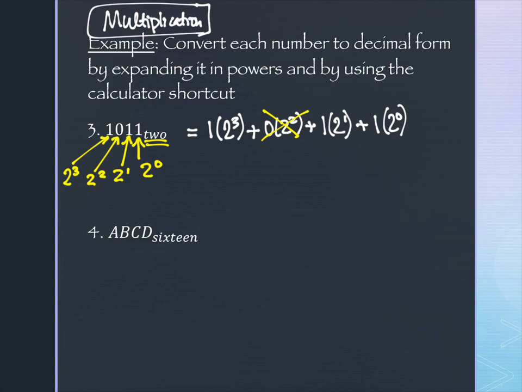1 times 2 cubed is the same as 2 cubed. What is 2 cubed? It's 8. 2 times 2 times 2 is 8. There's a 0 right here. The next one is 2 to the first. That's just 2. 2 to the 0 is 1. Anything to the 0 power is 1, so I just have the 1 that's left at the end. So what is 8 plus 0 plus 2 plus 1? This is 11.